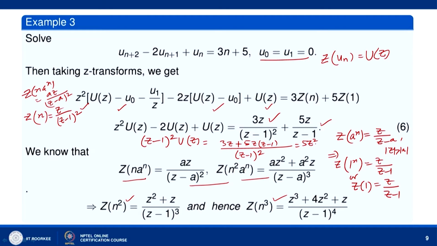So we get 5 z square minus 2 z divided by z minus 1 whole square. So this z minus 1 whole square we divide on the right side and get u z equal to 5 z square minus 2 z divided by z minus 1 to the power 4. So u z comes out to be 5 z square minus 2 z divided by z minus 1 to the power 4. What will we do again? We will write u z by z.